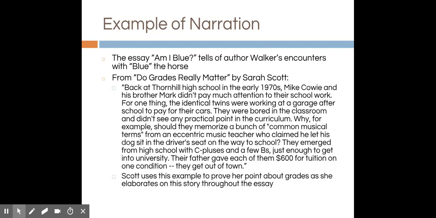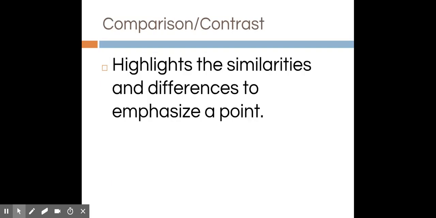There's a longer story here that I'm not going to necessarily read the whole thing, but it's a good example if you want to come back to it. Where these two brothers, Mike and Mark Cowie, weren't great in school. So she starts off by telling their story and then continues to return back to those brothers because although they weren't great in school, they became successful entrepreneurs. So it's helping to prove her point that if you've got that hustle, it doesn't really matter how you did in school.